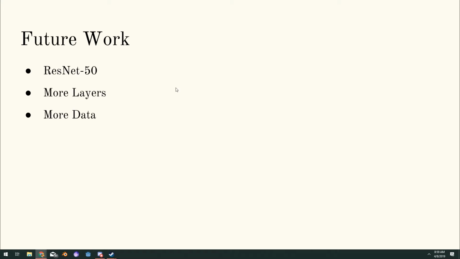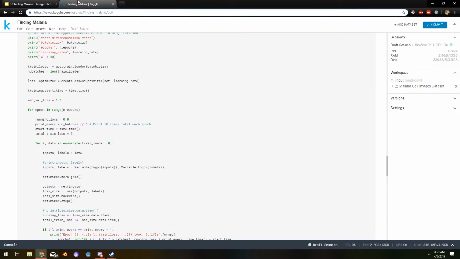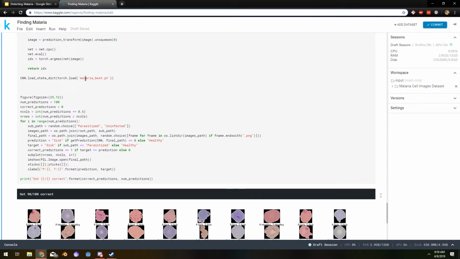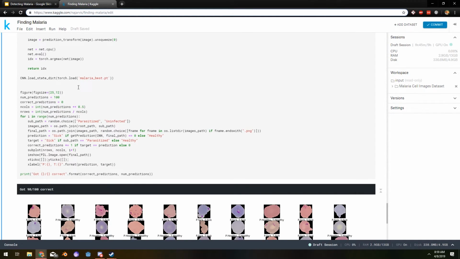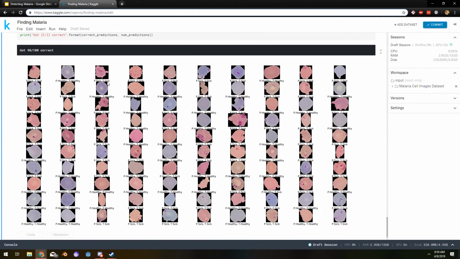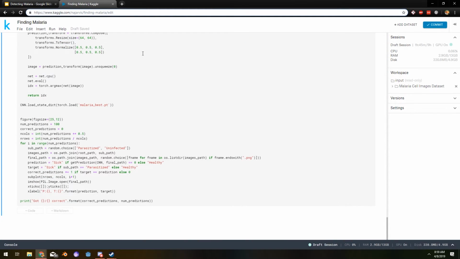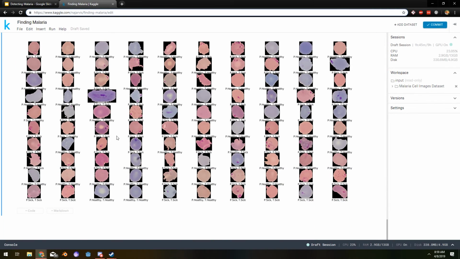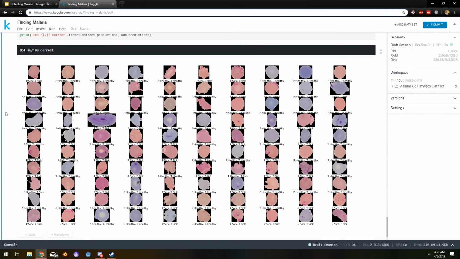So if we want to take a look at the network in action, I did this all on Kaggle. Here is where we load in the best state for the network, and I'm just going to run this again, the part of the script that generates the 100 outputs, and we can see what another random 100 choices gets us. This time we got 96 correct, and here you can see all of the different images.